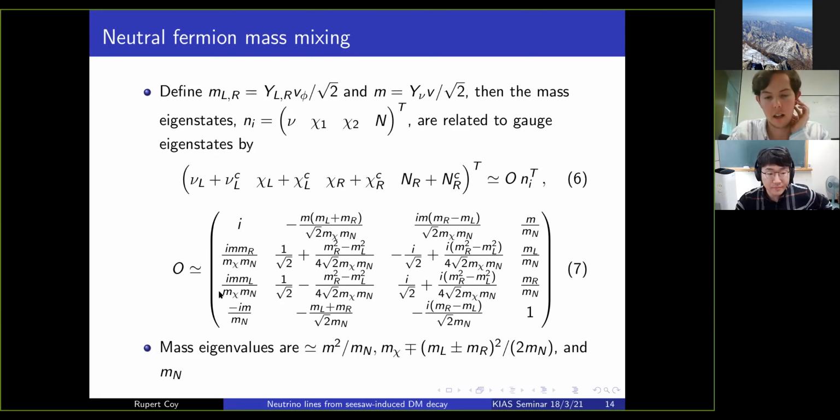And of course, after you do this diagonalization, the masses of the fermions are pretty much as you would expect. So the light neutrino mass is m squared on M_N. Again, you have a very large M_N to explain the light neutrinos. The chi masses are roughly m_chi plus some small correction, and the sterile neutrino mass is roughly M_N. This is all at order 1 on M_N.